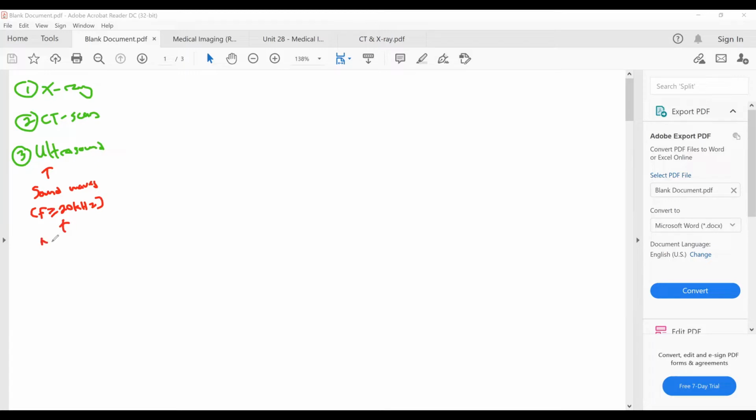This one is not audible to the human ear. You cannot hear ultrasound. Okay, above 20 kilohertz, the human ear cannot hear it. Only bats will be able to hear it, or whales. Ultrasound is basically you using sound waves to produce a body image.